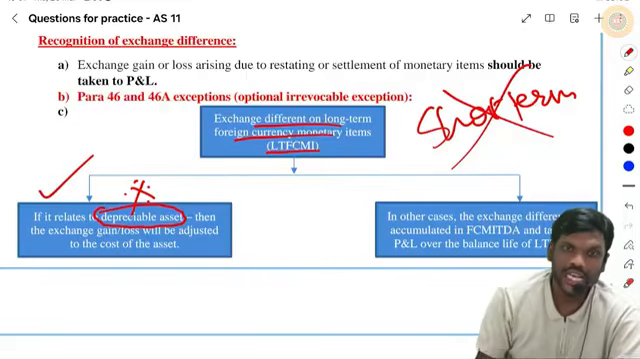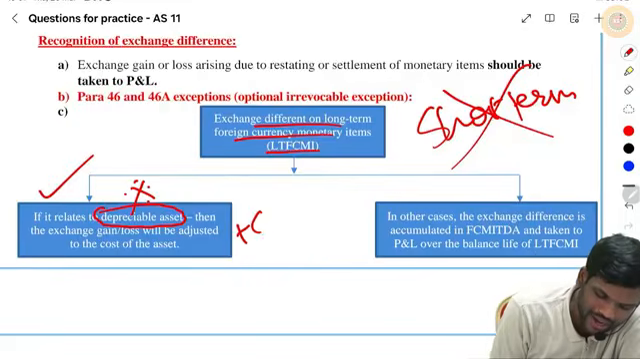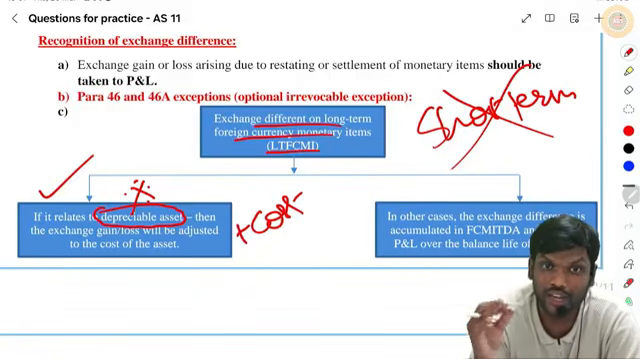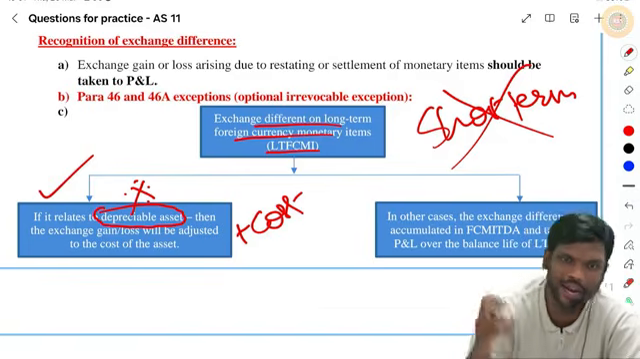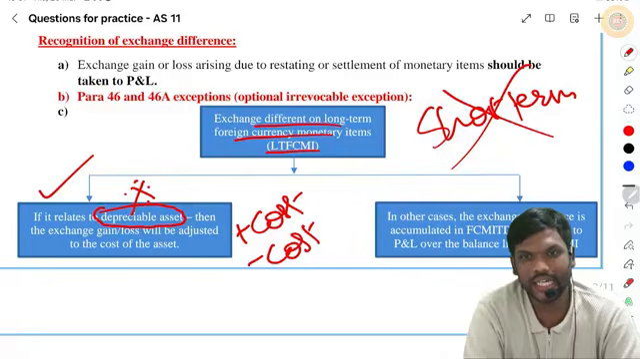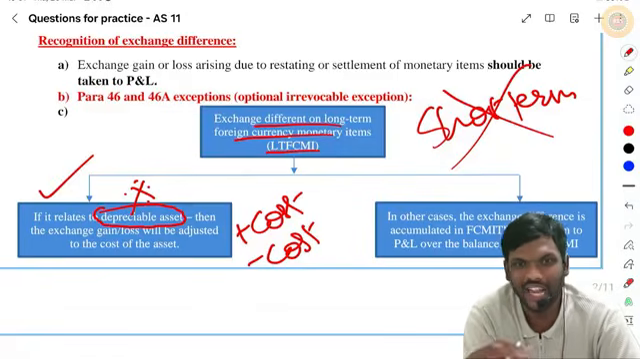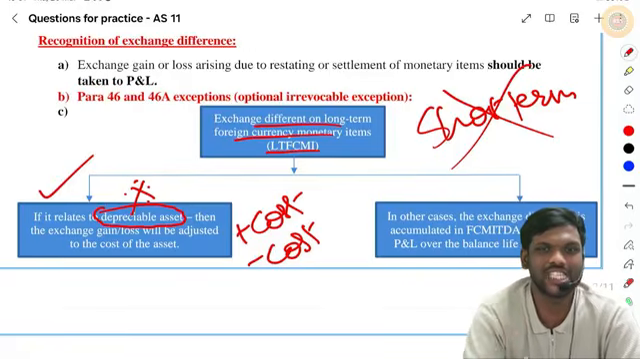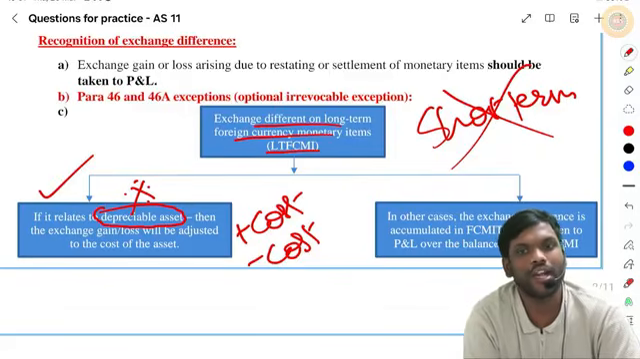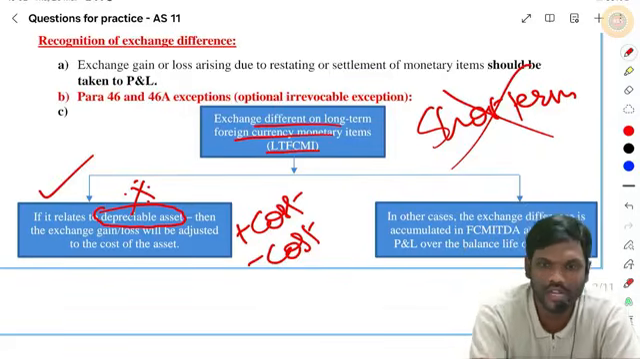In other words, instead of debiting the foreign exchange loss to P&L, you can add it to the cost of the asset. Same way, instead of crediting the foreign exchange gain to P&L, you can subtract it from the cost of the asset. That means this foreign exchange gain or loss, instead of going to P&L, will go to the asset and get adjusted against the cost of the asset. The revised cost will be depreciated over the balance life of the asset. This is what para 46A says.